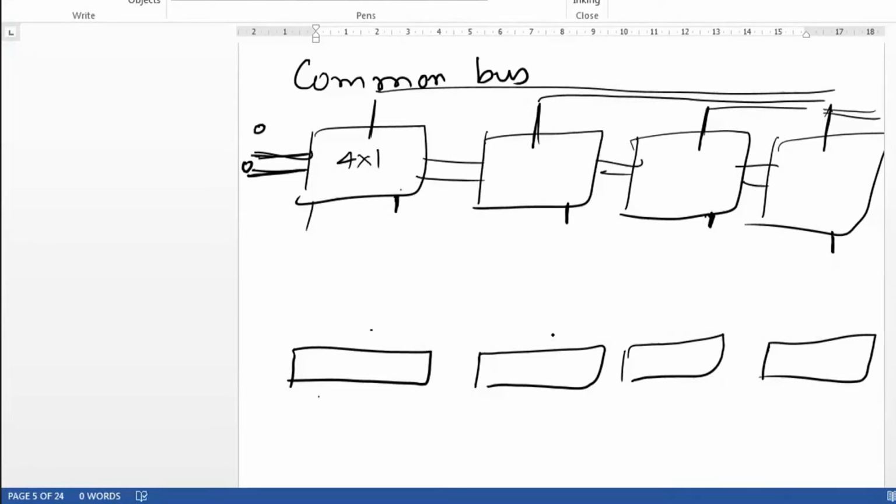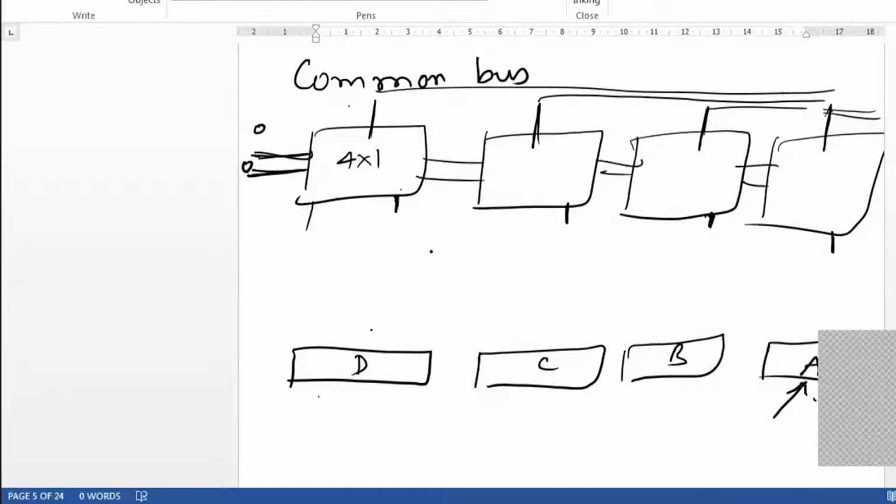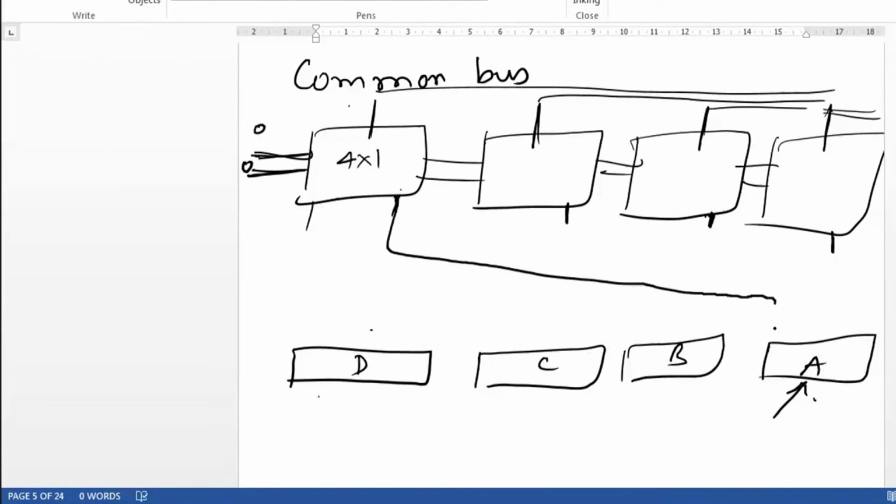Now what I want to do is transfer only a particular register's data to my common bus. Suppose these are my registers A, B, C, D, 4-bit registers. If I select 0 0, register A's data should be transferred to my common bus. So let us connect register A's data to 0th bit of all the 4 multiplexers. Did you understand what we did?